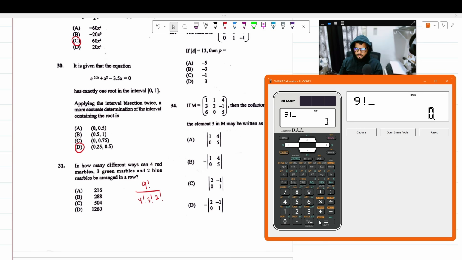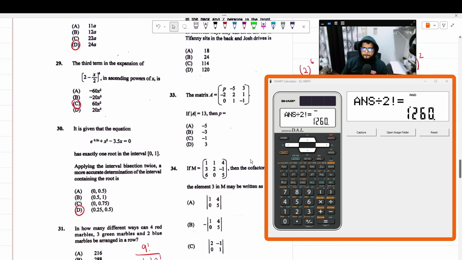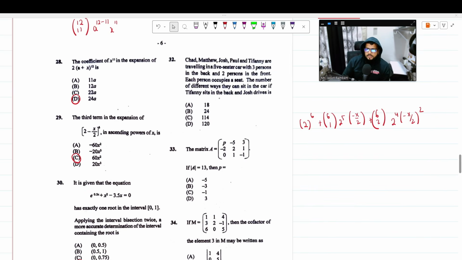9 factorial divided by 4 factorial divided by 3 factorial divided by 2 factorial, 1260. Alright, so 32 is A.